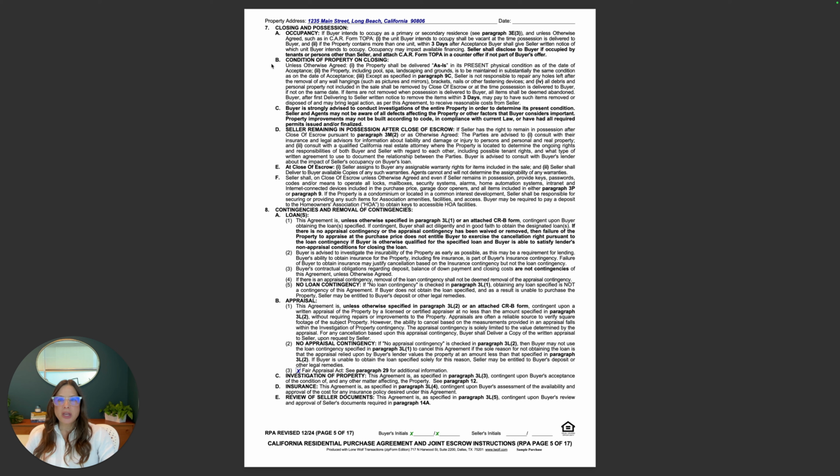Here's some fun stuff. Condition of property on closing. These are two things I want to touch on. Per the contract, every property is sold as is. That does not mean you are required to buy the property as is. It means that you have the right to do your inspection, but the seller is never obligated to make repairs or give credits for repairs. So here it says, unless otherwise agreed, which you would agree on a request for repairs, the property shall be delivered as is in its present physical condition as of the date of acceptance of the property, including pool, spa, landscaping, and grounds to be maintained in substantially the same condition as of the date of acceptance. Okay.